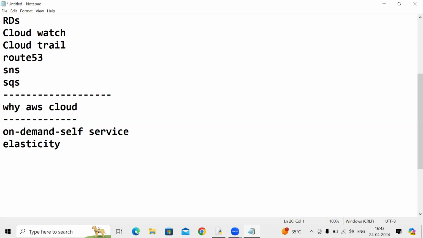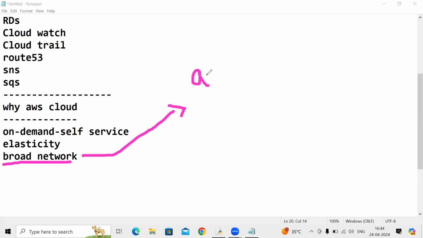And coming to one more example, broad network. Broad network, guys. The meaning of broad network is that wherever you go in the country, and not only in our country but in other countries also, we have AWS data centers. We can access them at any point, at any place.